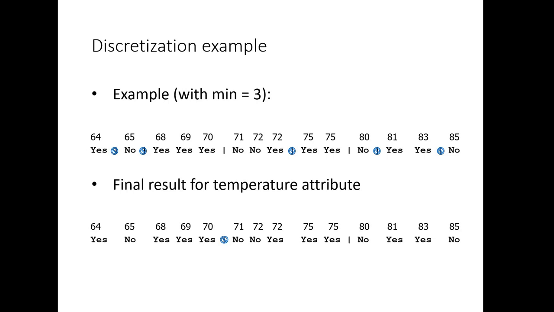Next we start from here. We have 1, 2, 3. Majority is 2. So that means we have to remove this one. Now we will get 1, 2, 3, 4, 5. Out of 5, 3 coming from yes. That satisfies the minimum criteria. So we are going to keep this one as well.